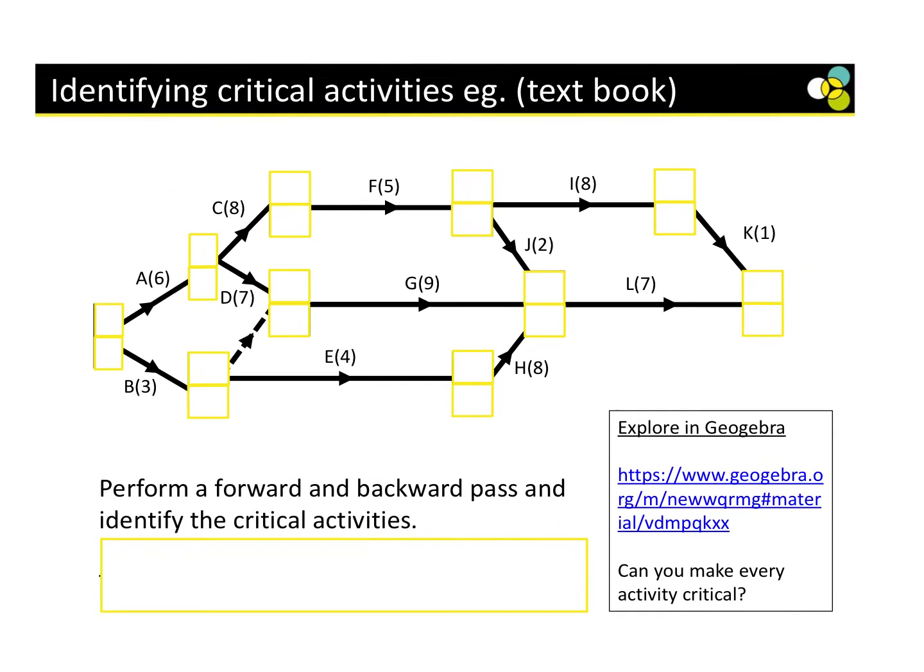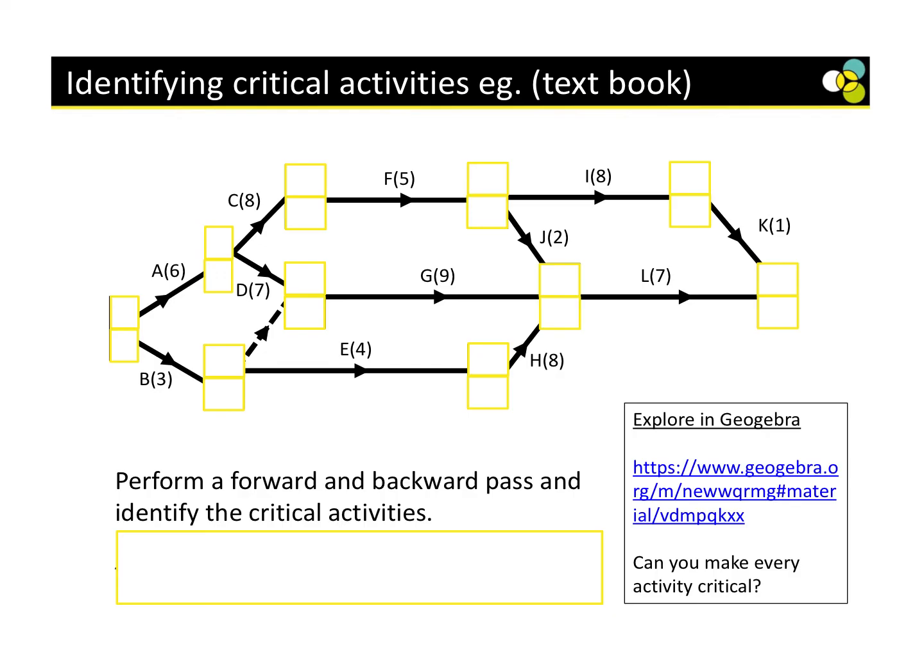So here we go. What we're going to do is identify critical activities. So to begin with, everyone has this slide. What I would like you to do is do all of the late times and early times for the events. And then we're going to identify all the critical activities and a critical path. Off you go. Okay, so let's have a look at the answers.